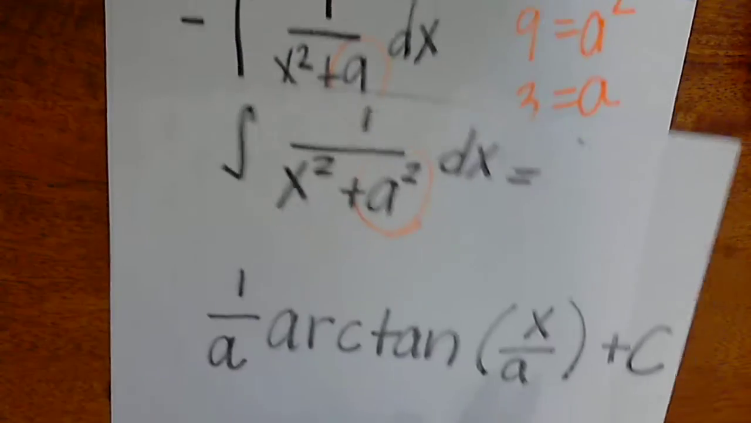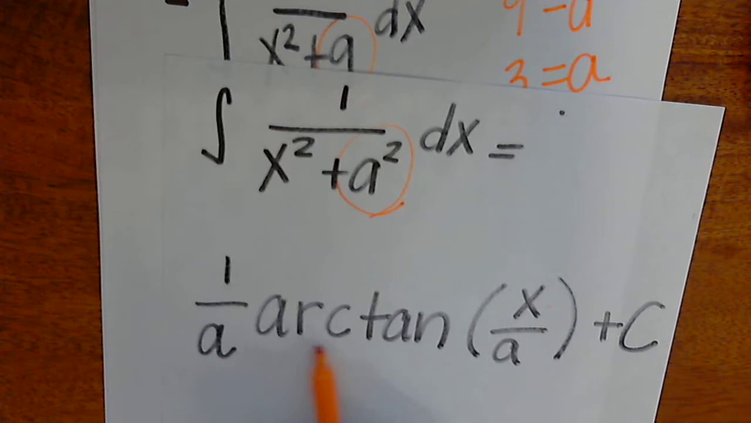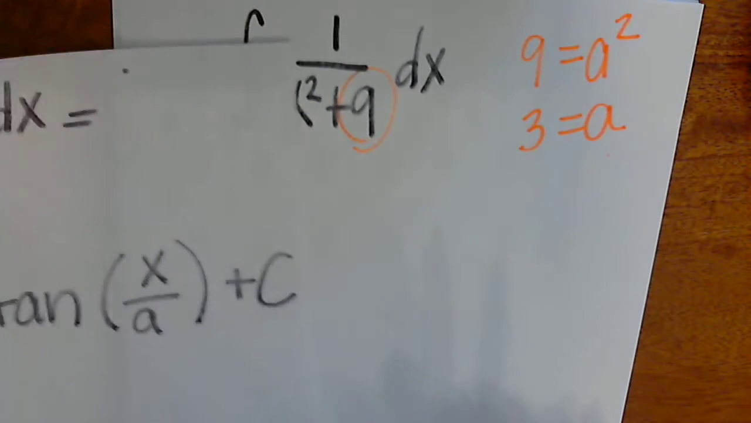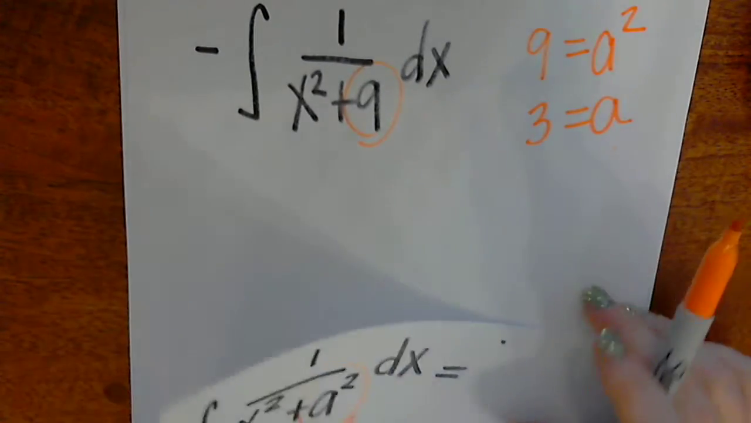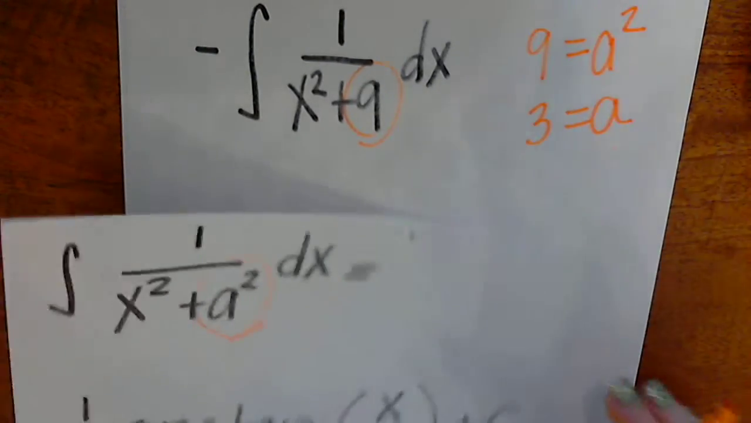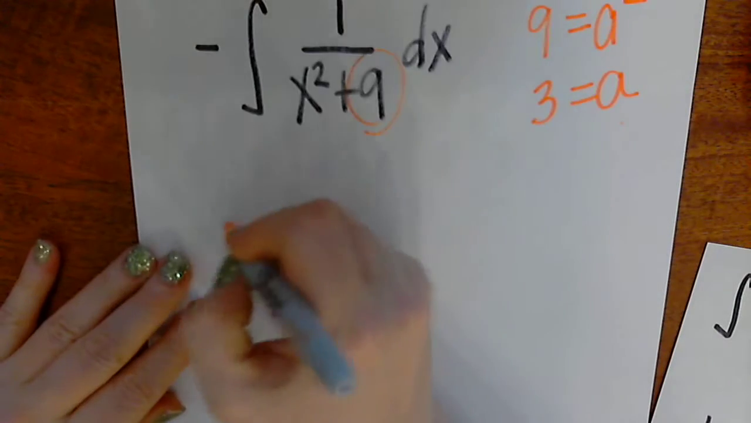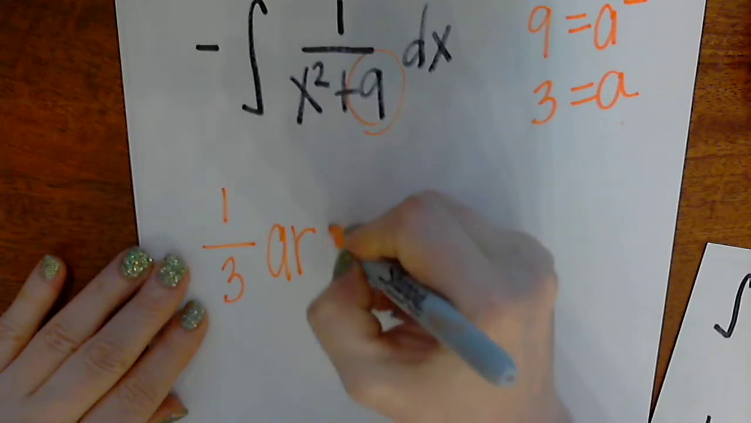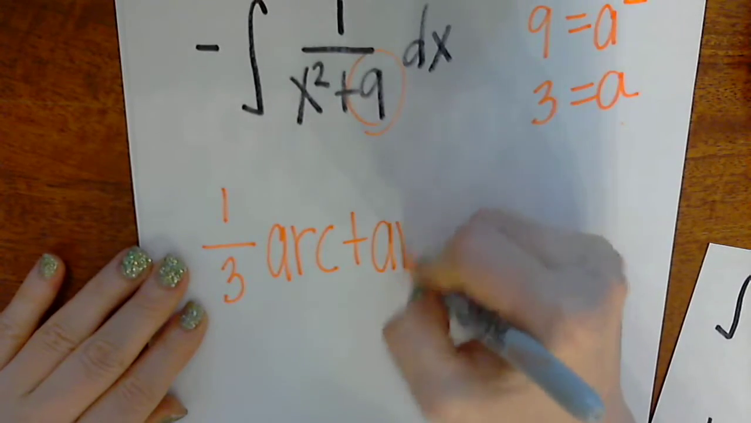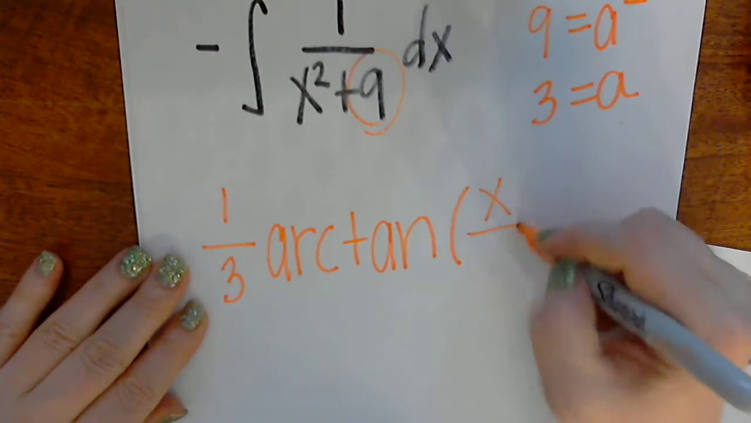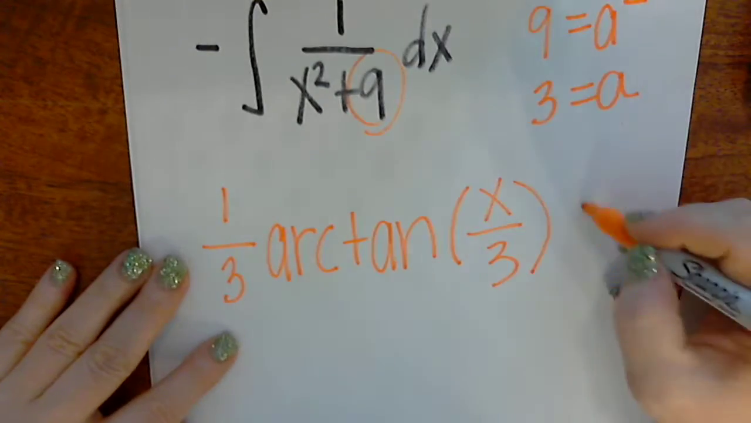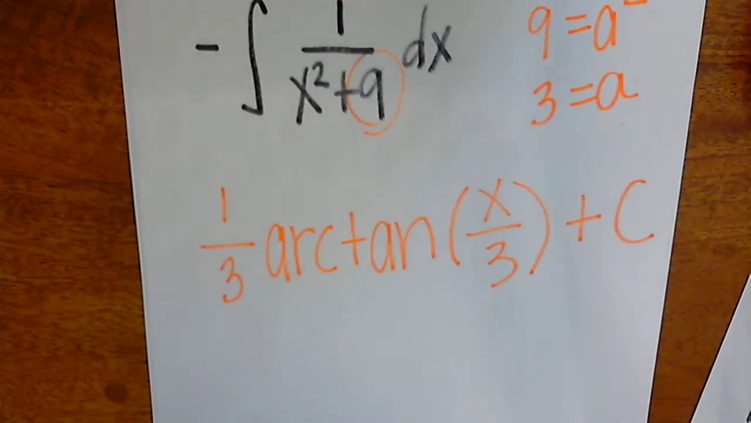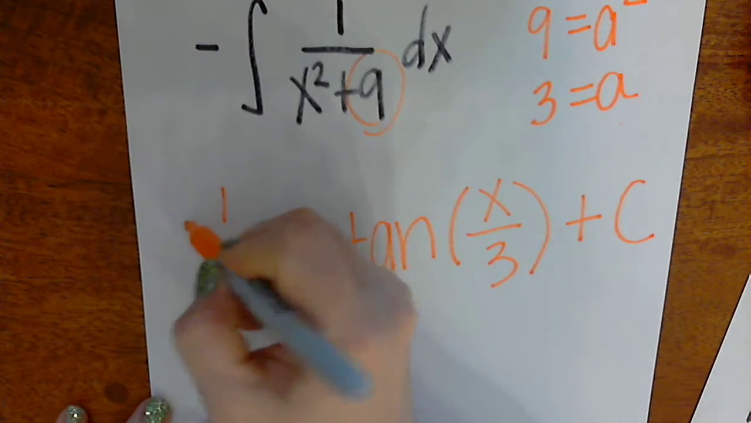So here, if we have 1 over a arctan of x over a plus c, then that means this integral, to make it look according to the formula, has to be 1 over a, which in this case is going to be 1 over 3, arctan of x over 3 plus c.